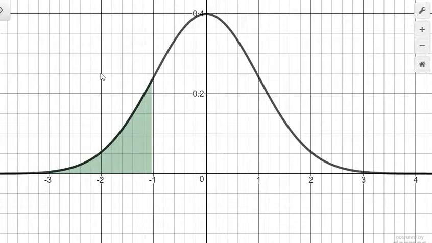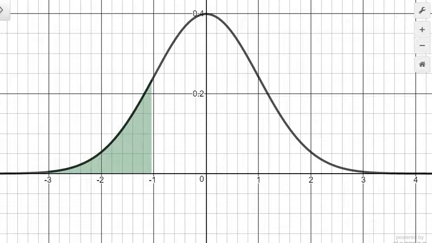But one thing first, in looking at this, is this area going to be less than 1/2 or greater than 1/2? Less than 1/2. All right, it has to be, because it's to the left of 0. So if I want to find the probability, or the area underneath this curve to the left of negative 1.04, then I'm going to go to the table.